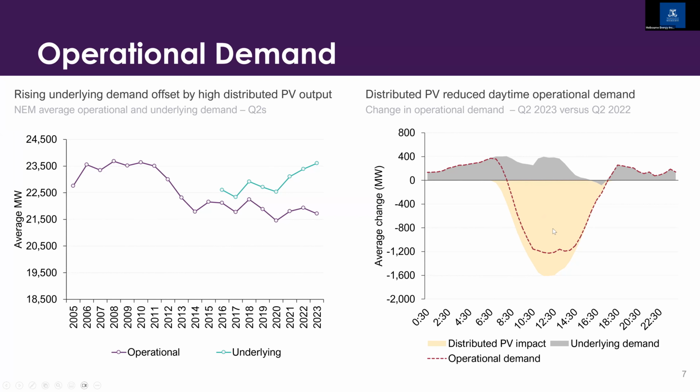It's a negative here because it's reducing demand. So if you offset the underlying demand with the distributed PV, you get the red dotted line, which is operational demand. Operational demand's decreased a little bit in the morning and the evening, but during the middle of the day, it's really decreased. Again, just to emphasize this, it's mostly decreased because there's been less energy required from the grid and more energy being met by rooftop solar. So this shaded yellow here is a change.